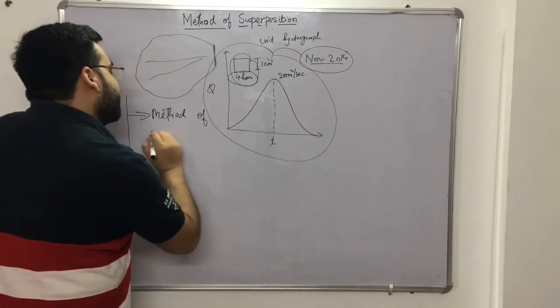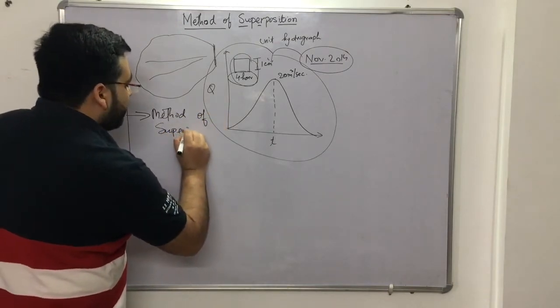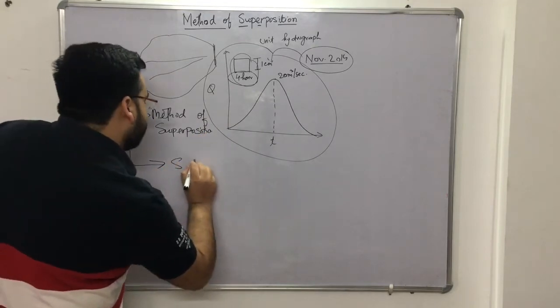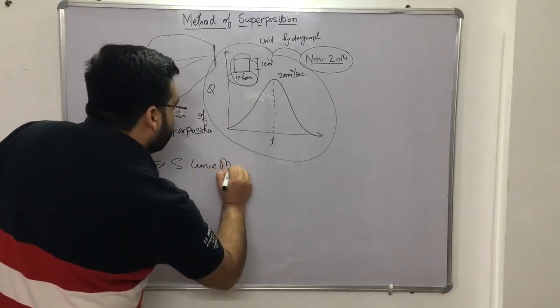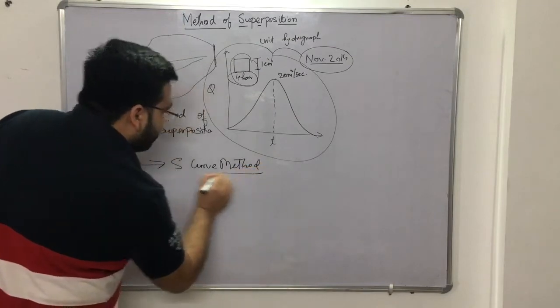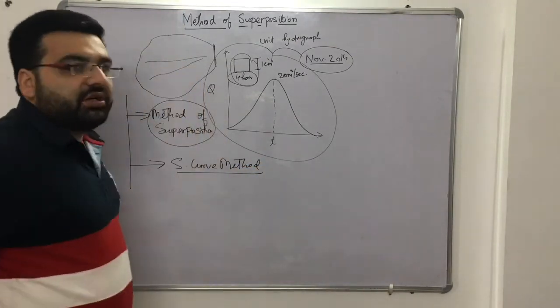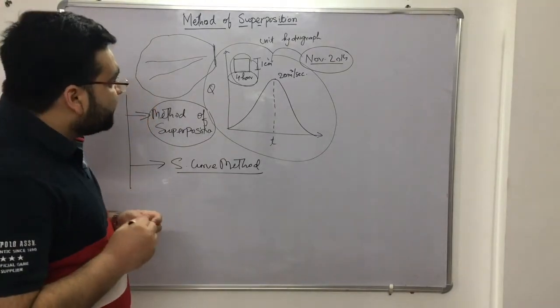So, method of superposition. And the second method is the S-curve method. Clear? Now, method of superposition in the simplest terms. Let me explain the method of superposition.